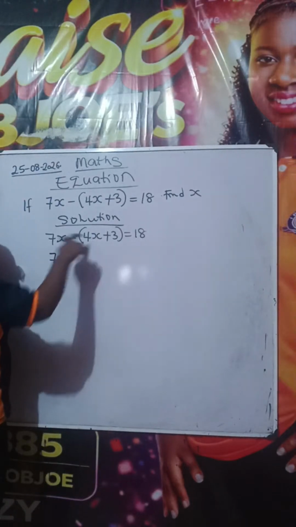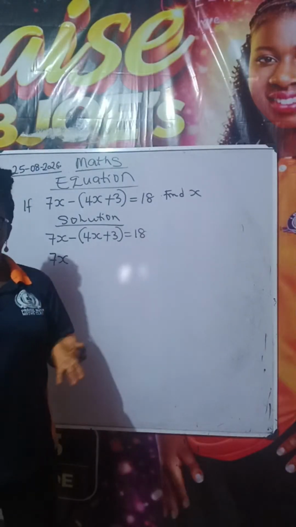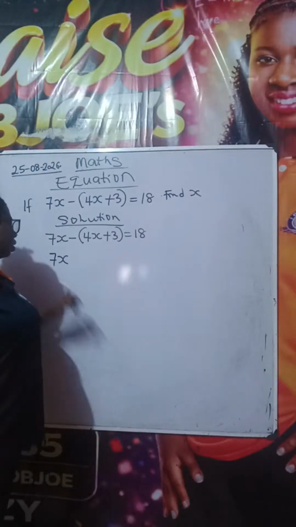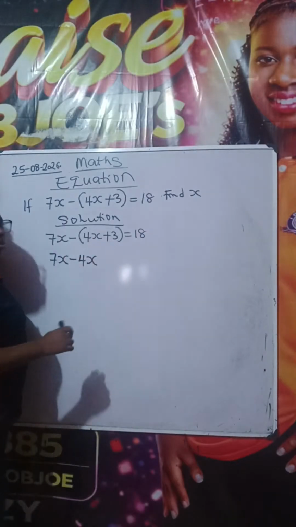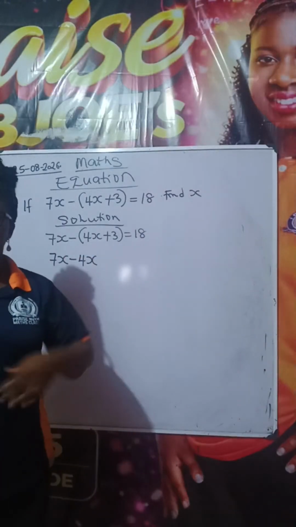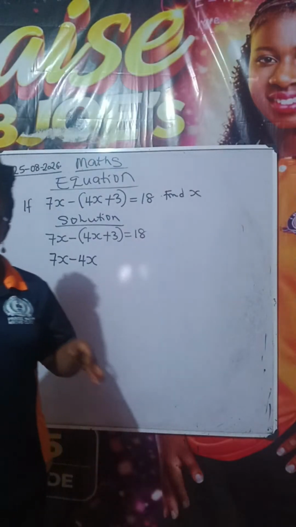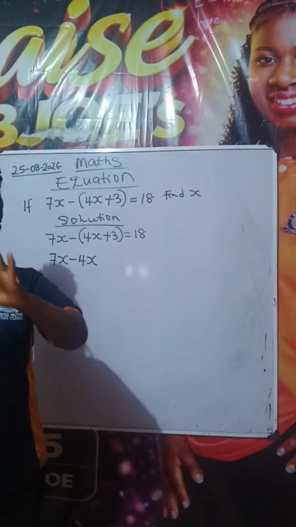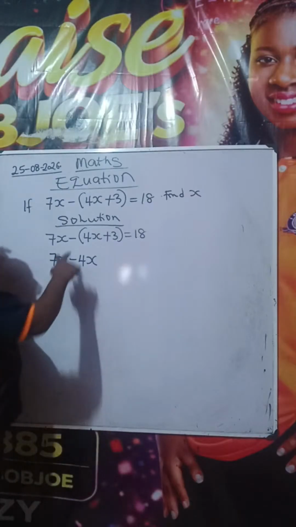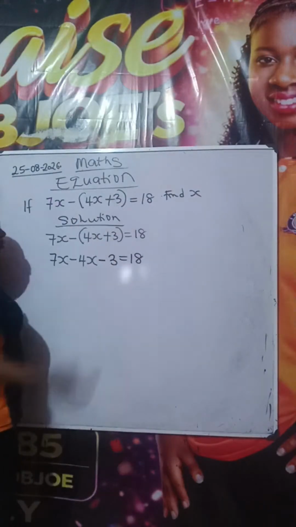Now minus times 4x. What do we have? When you have minus, you multiply it with 4x. What are we going to get? So it's going to give us minus 4x. Then minus times plus. What are we going to get? You know that when you multiply opposite signs, it's going to give you minus, correct? Nice one. So this times this will give you minus 3 is equals to 18. We have removed the bracket.